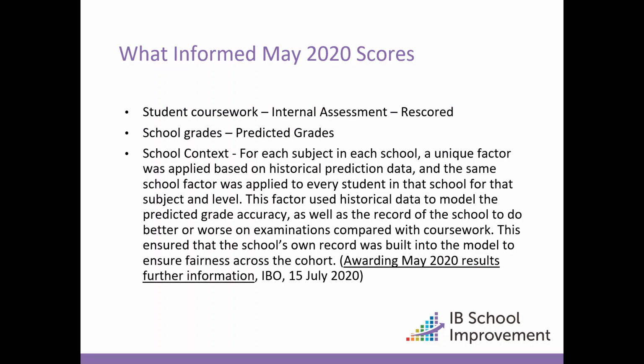And then the third factor, which is explained in a document called Awarding May 2020 Results, further information, published in July of 2020, says that IB used a formula called school context. For each subject in each school, a unique factor was applied based on historical prediction data, and the same factor was applied to every student in that school for that subject and that level. Let's explain.